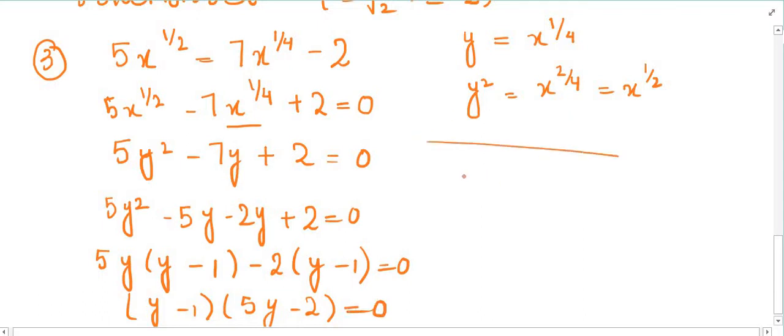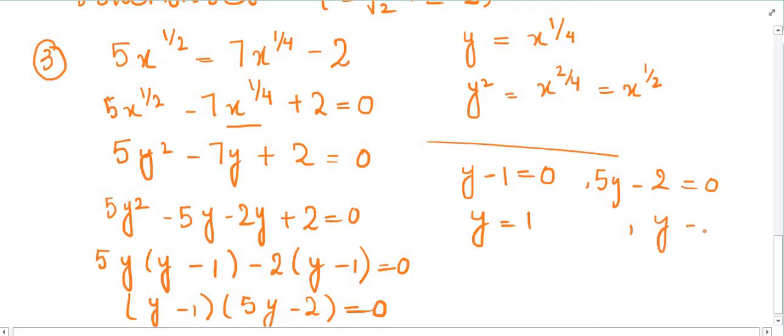Now either y minus 1 equals 0 or 5y minus 2 equals 0. This becomes y equals 1. This becomes y equals 2 by 5. Just again substitute this y with the substitution, that is x^(1/4) equals 1.